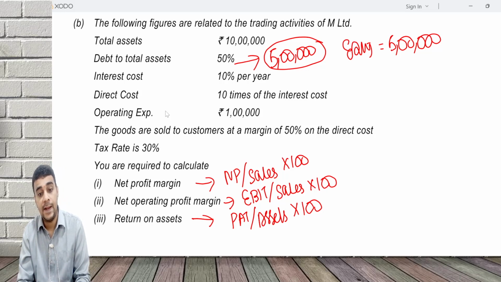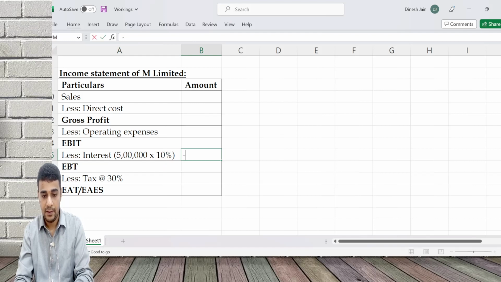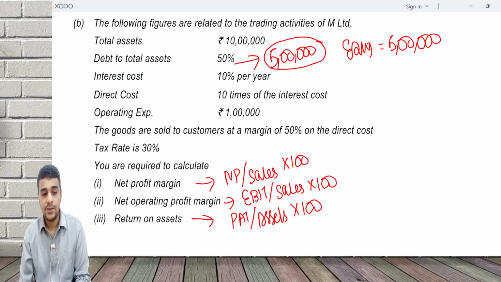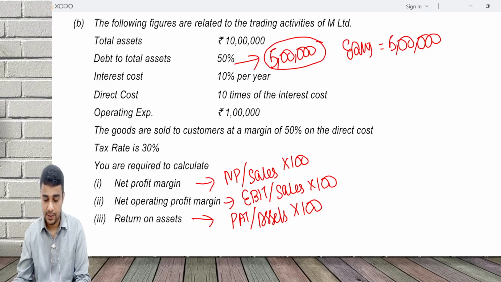Interest cost is 10% per year. So interest is 5 lakhs into 10%, which is 50,000. Interest is 50,000.